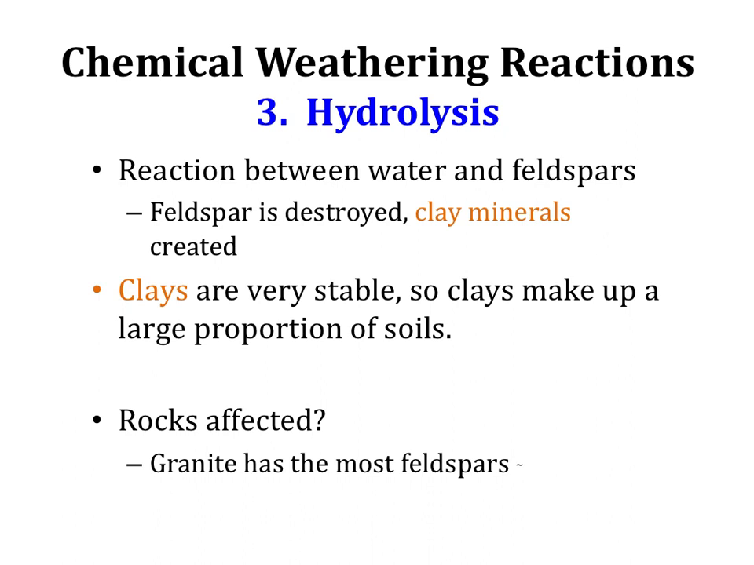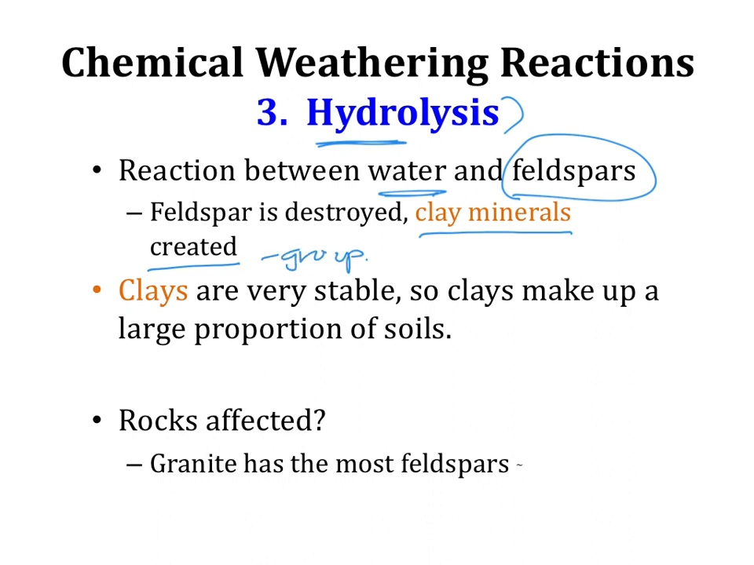The third reaction is hydrolysis. Hydro means water, so this is a reaction between water and feldspar minerals. In this case, just like with oxidation, we're destroying a mineral, but we're also creating a secondary mineral. This is when clay minerals are created. And clays are also a group of minerals, okay? So you can have many different kinds of clay minerals.